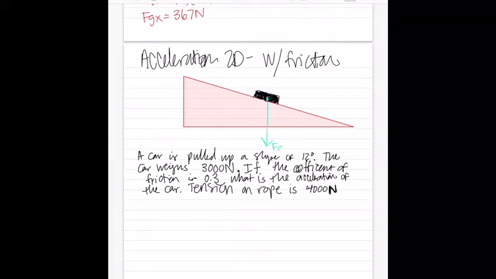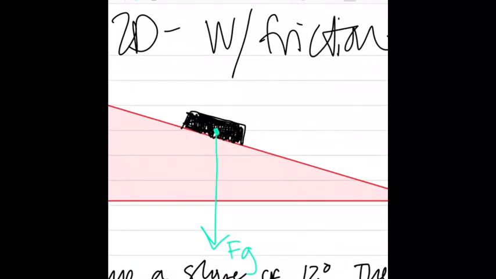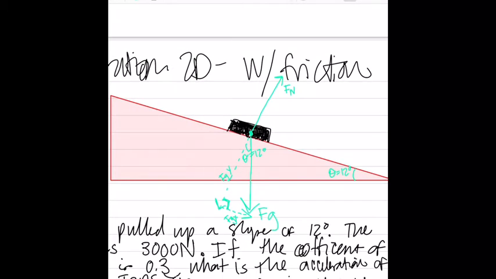That's FG. Let's zoom in a little bit. That's FG. Perpendicular to your surface is always normal force. Straight down from normal force is FG of Y. And then at a 90-degree angle from FG of Y is our FG of X. Okay, let's label our angle. Theta is 12 degrees. That means that this is also theta, which is 12 degrees. Now all that's left to do is what's going on up and down our incline.